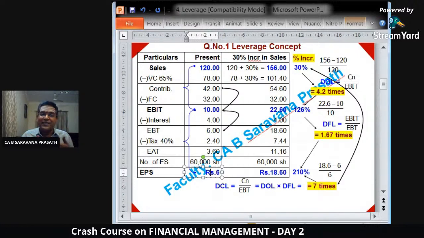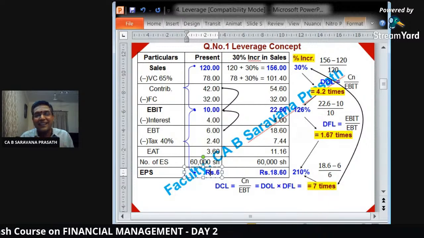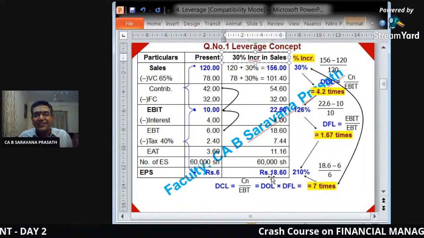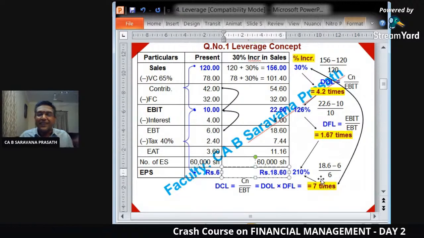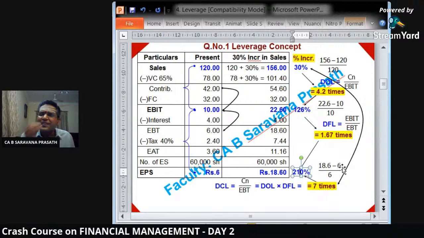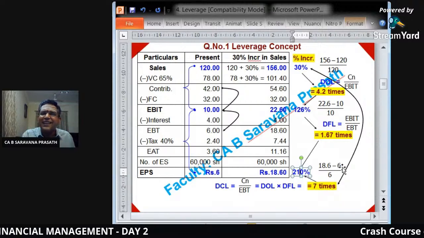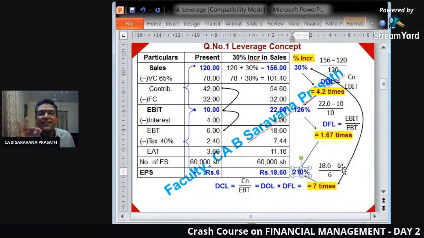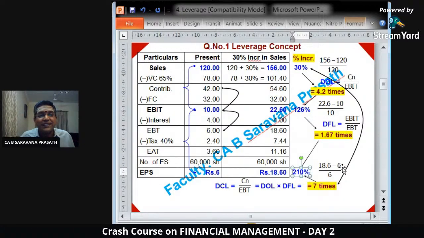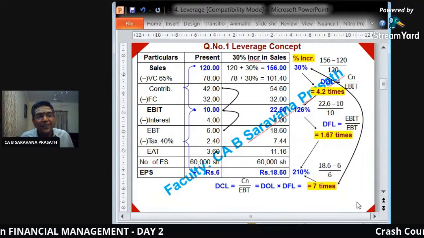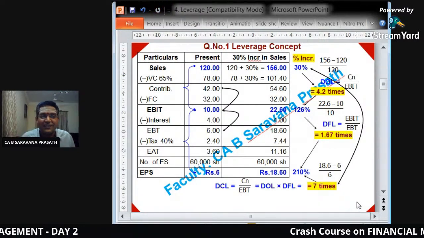Look at the impact on the shareholder. This is what we will understand as leverage and risk. 30% increase in sales, shareholder will be very, very happy. His EPS jumps by 210 percentage. Only a small 10 percentage decrease in sales, but EPS is eroded by 70 percentage, creating a big risk for the shareholder. We call this the risk concept in this regard.